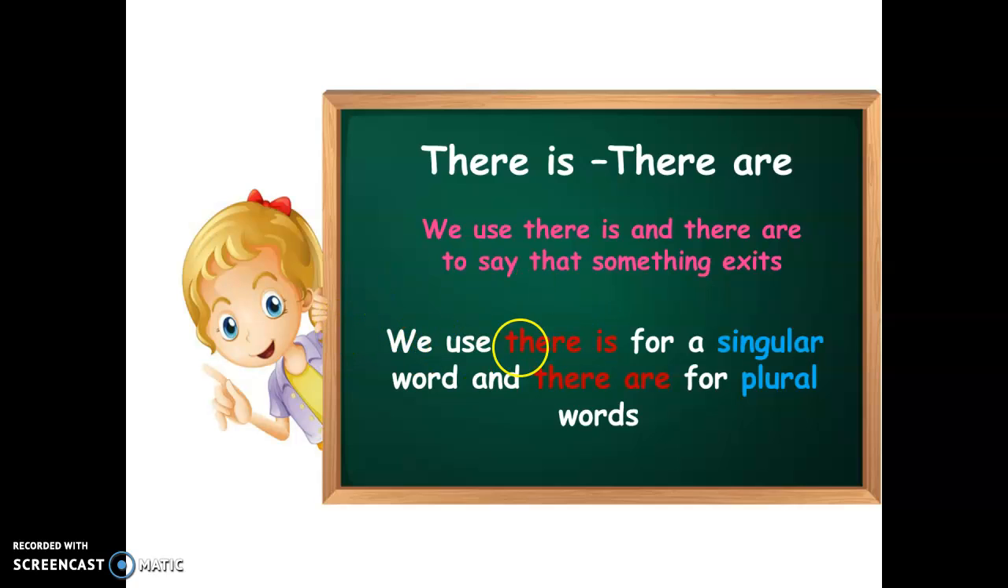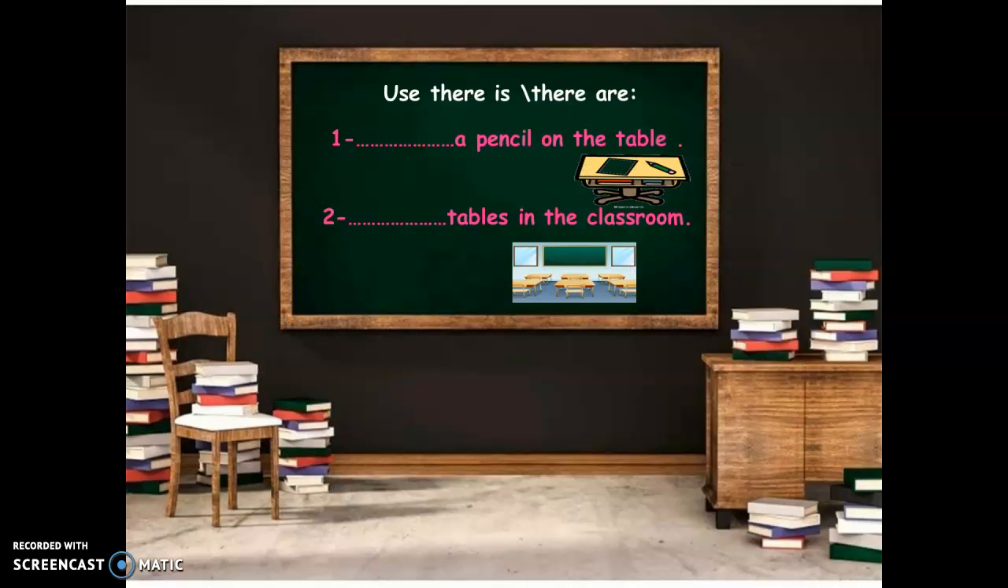So we use there is for a singular word and there are for plural words. Okay? So we use there is and there are to say that something exists. We use there is for a singular word and there are for plural words. Okay? Let me give you examples.